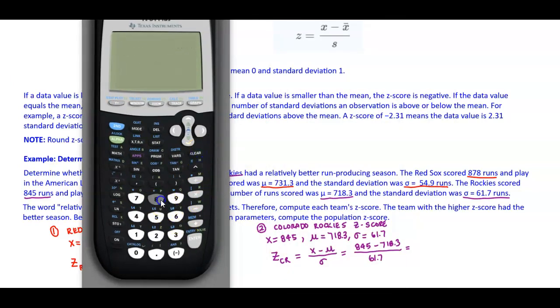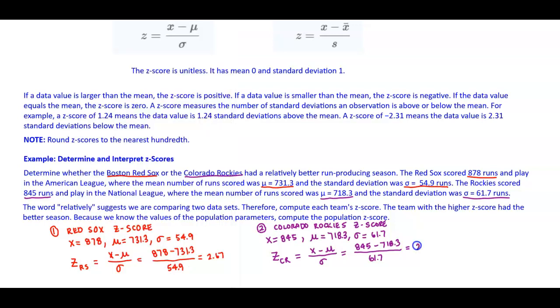So we have 845 minus 718.3, and then we're going to divide that by 61.7. And that gives us 2.053. We're going to round this to the hundredth place, so it's going to be 2.05.